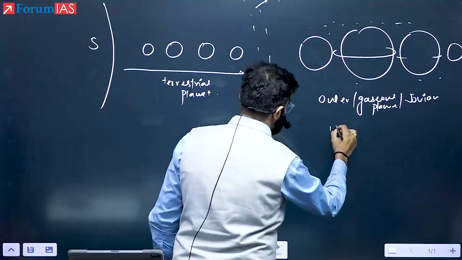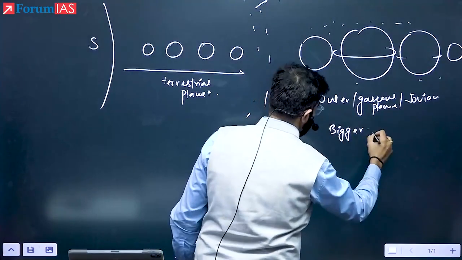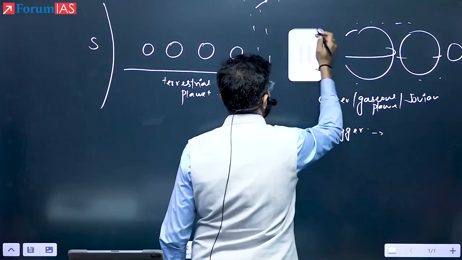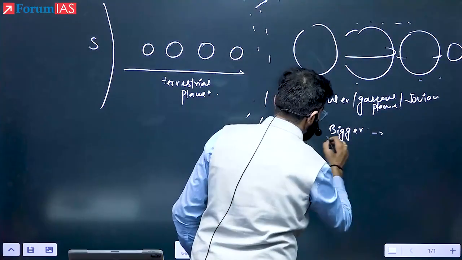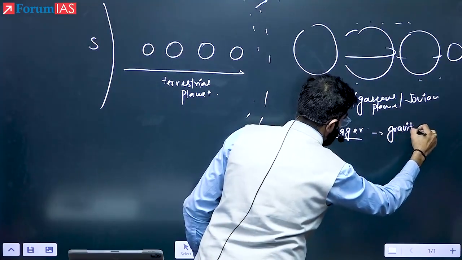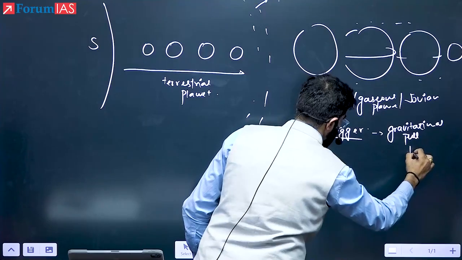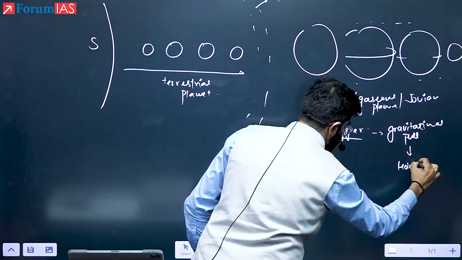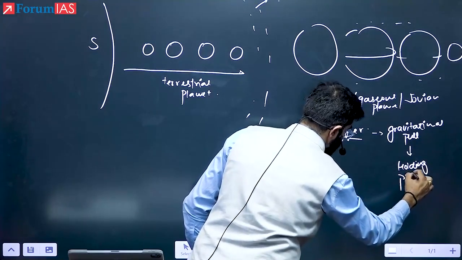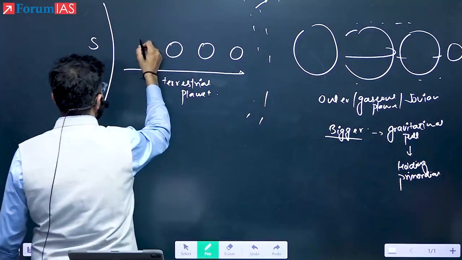Because of their bigger size, they have a bigger gravitational pull. Yes or no? This is Jupiter, the bigger one, right? Therefore they have immense gravitational pull inside. Because of this gravitational pull, they are still holding their primordial atmosphere.